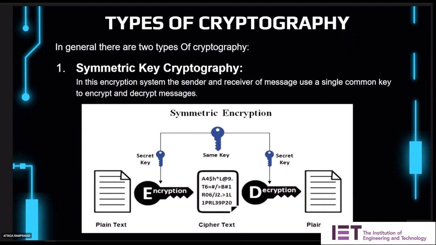Since we have gone through the basic terminologies, let us now see the different types of cryptography. In general, there are two types of cryptography. The first one is symmetric key cryptography. The name itself indicates that both keys will be the same. To explain it more easily, the sender and the receiver of the message use a common key to encrypt as well as decrypt the message.